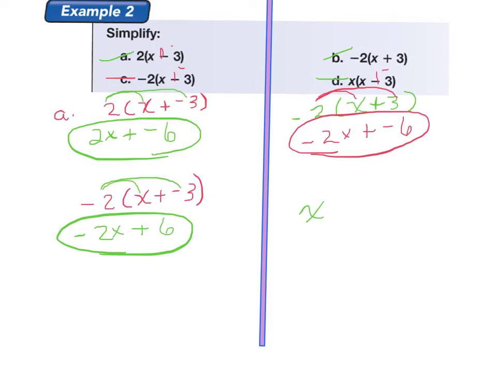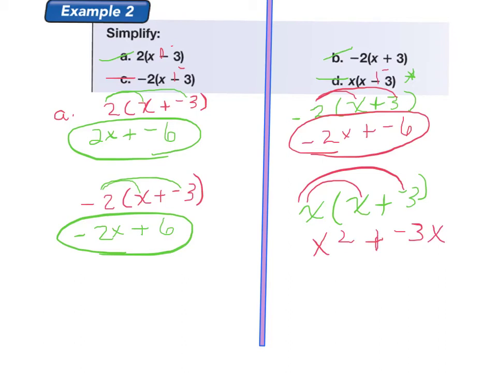x, oh, it's not a number on the outside, be careful, times x plus a negative 3, because remember we changed this minus 3 to plus a negative. So, we'll take x times x, which gives us x squared, plus x times a negative 3, which gives us negative 3x. Now remember, you can always write this as x squared minus 3x. Okay? Anytime you have plus a negative, you can do that.